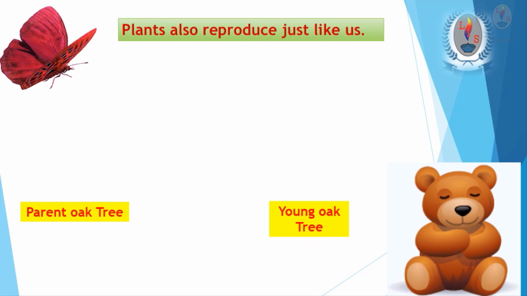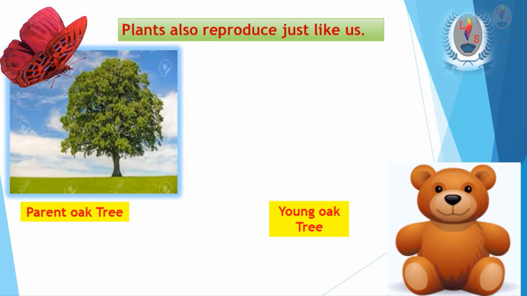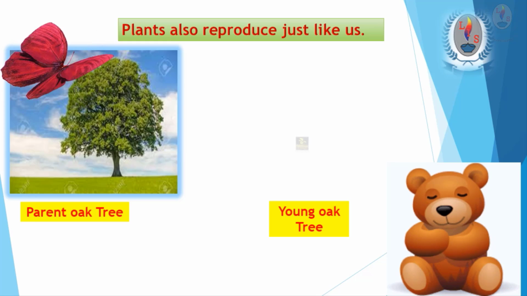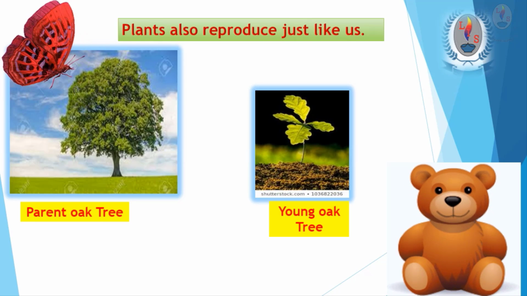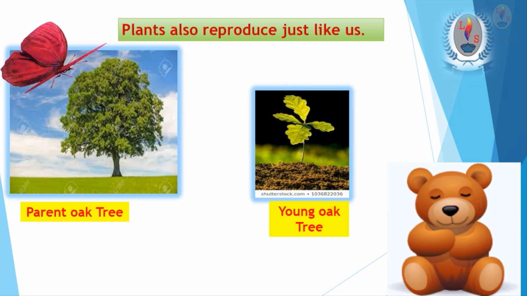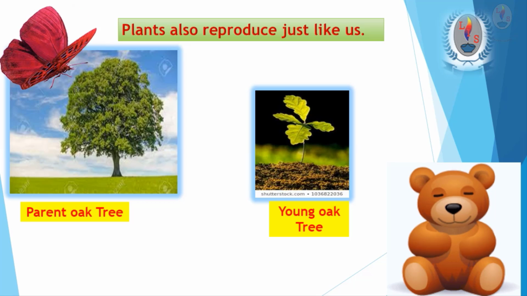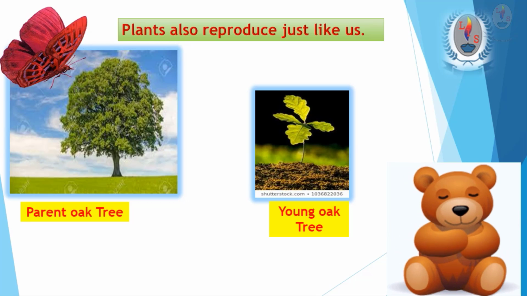Plants also reproduce just like us. Children, in this picture you can see a parent oak tree. And in this picture you can see a young oak tree. So children, parent oak trees reproduce young oak trees. So children, animals and plants also reproduce.